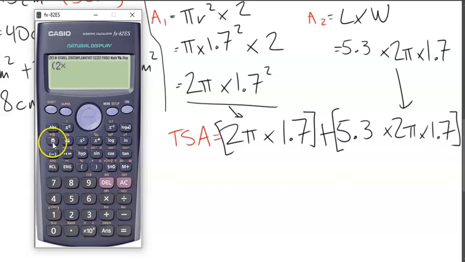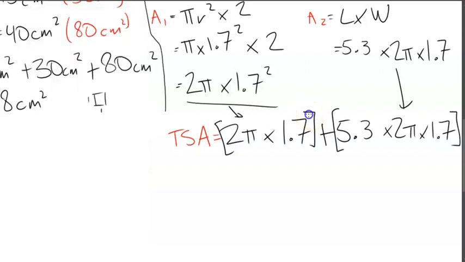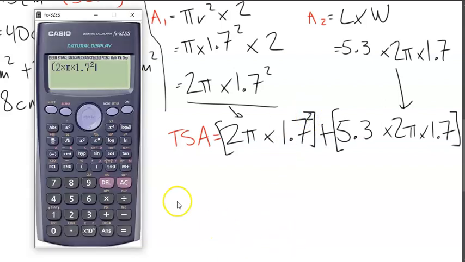This will be 2 times, remember to get pi, shift, and this button here, times 1.7, that should be squared. So let's square this, so make sure I write squared here. And this is going to be added to 5.3 times 2 times pi times 1.7. Close that bracket. If you get an answer like this, press the SD button, and it's 74.769. So that rounds up to 74.77.